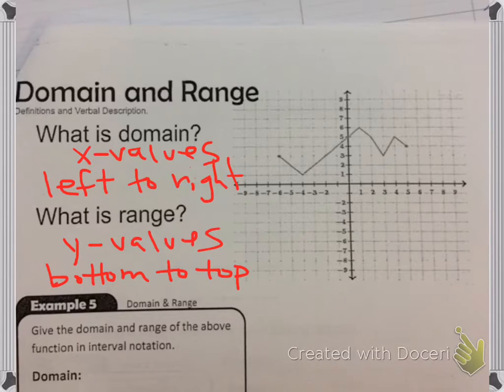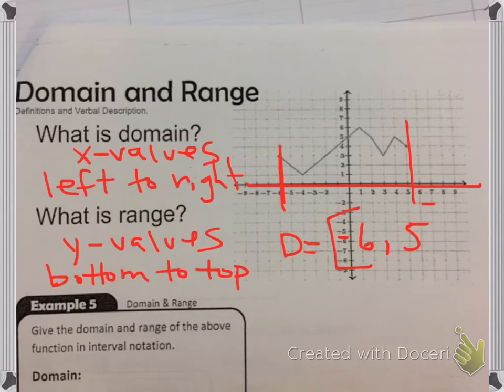So let's look at our domain. Domain would be looking at our x values. This is our x-axis right here. So how far left does our graph go? It goes to -6. So our domain would start at -6. Because of that solid point on the -6 over there, it would be a bracket. And then it stops over here at +5. So 5, and because of the solid dot, it would also be a bracket.